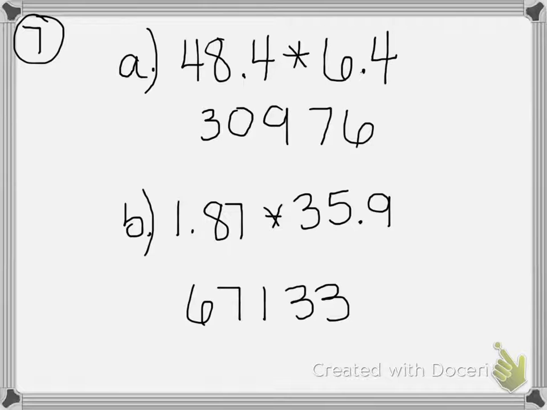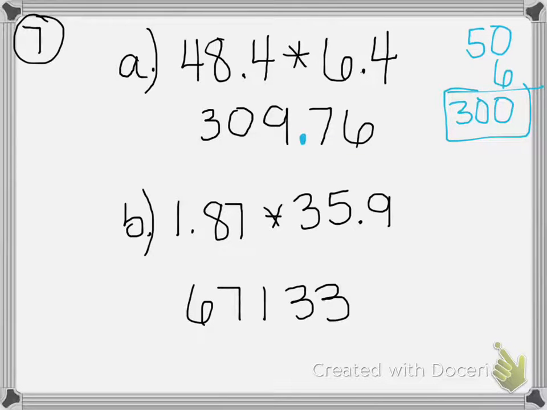Number 7 says, use an estimate to place the decimal point in each product. So if I were to estimate A, I would round 48 and 4 tenths to 50, and I would round 6 and 4 tenths to 6. 5 times 6 is 30. Add that 0. My answer is going to be around 300. So if I want my answer to be around 300, I would have to put the decimal point right in between the 9 and the 7.